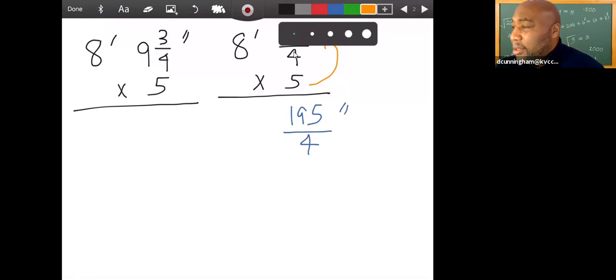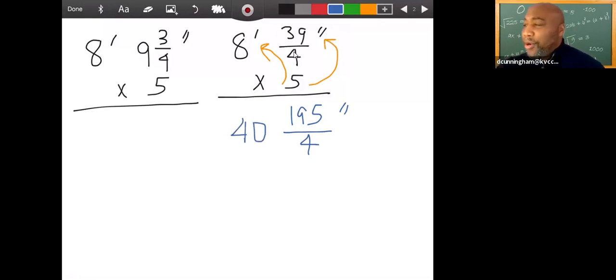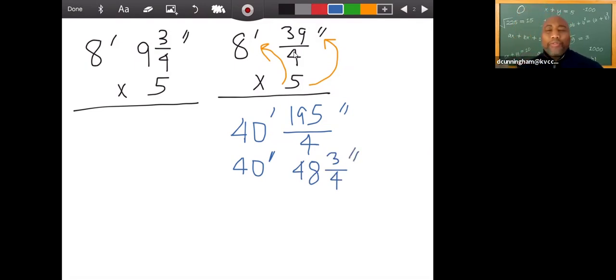And then we do 8 times 5. This gives us 40, so that 40 is 40 feet. Now we want to convert that improper fraction into a mixed number. So 195 divided by 4. Let's write this down: this gives us 40 feet. And when we do the division, it gives me 48 with remainder 3, and so that means we put 3 over 4 inches. You can do that on your own. And this is how we write that as a mixed number.